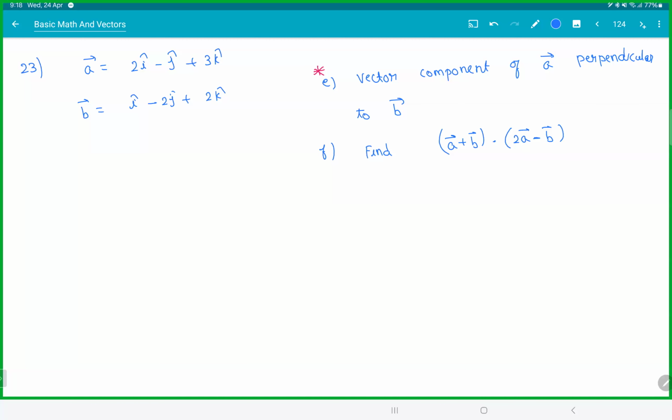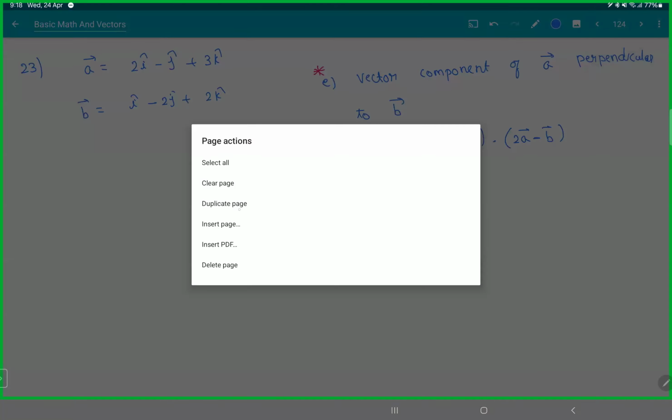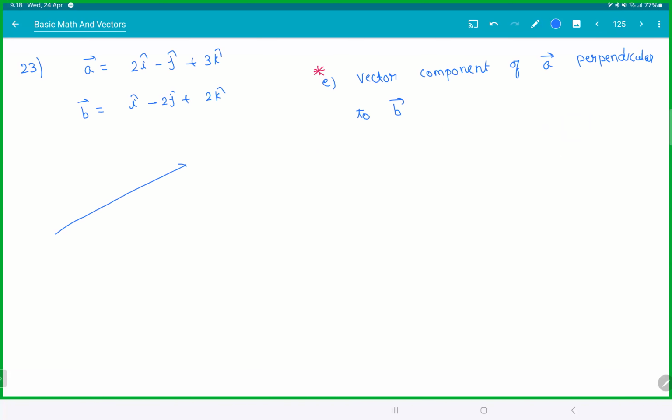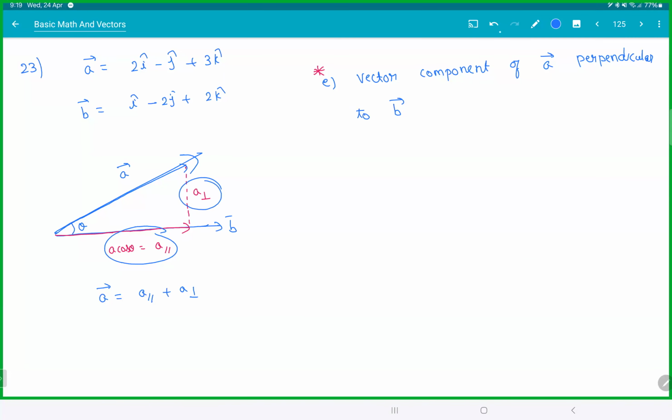Let's see. Look at the idea here. This is your A bar, and this was your B bar. When you drop the shadow here, this was your A cos theta. Can I say this is a vector parallel to B bar? And can I say this is perpendicular to B bar? So A bar is nothing but A parallel plus A perpendicular. Do you agree? This component plus this component, by the triangle of vectors, gives the vector A bar: A parallel to B bar, A perpendicular to B bar.